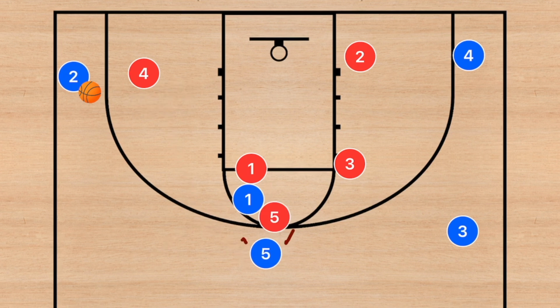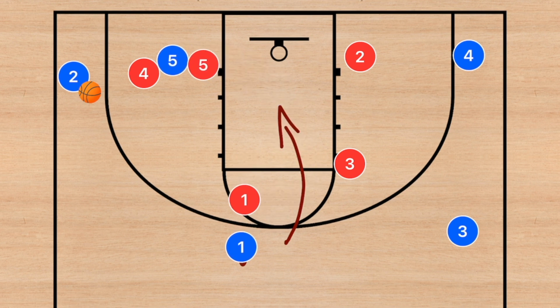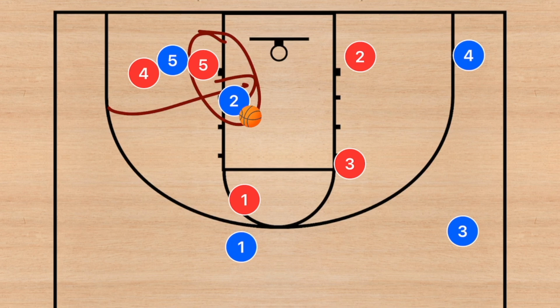Or we have player 5 fake using the screen, so there's no switch, just a little bit of confusion. And then player 5 sets a back screen on player 2, and player 2 goes full speed right to the rim off of that screen. If player 5 is a mobile big, this may not work. But if he's a slower, bigger big, then guess what? He's not going to be able to keep up with a shooting guard who is going to get to that rim and potentially dunk it on him, or at the very least, make the layup on him.